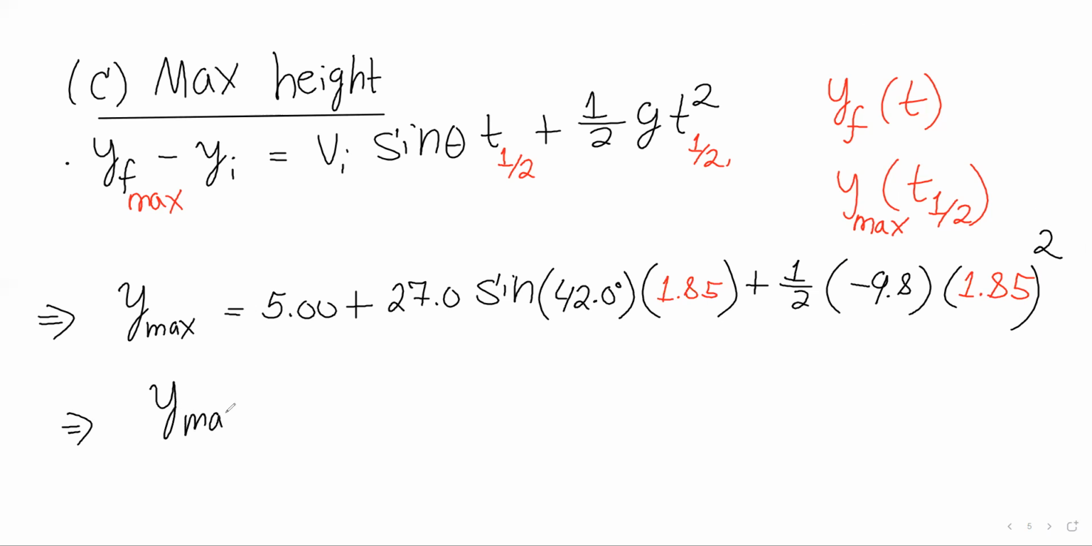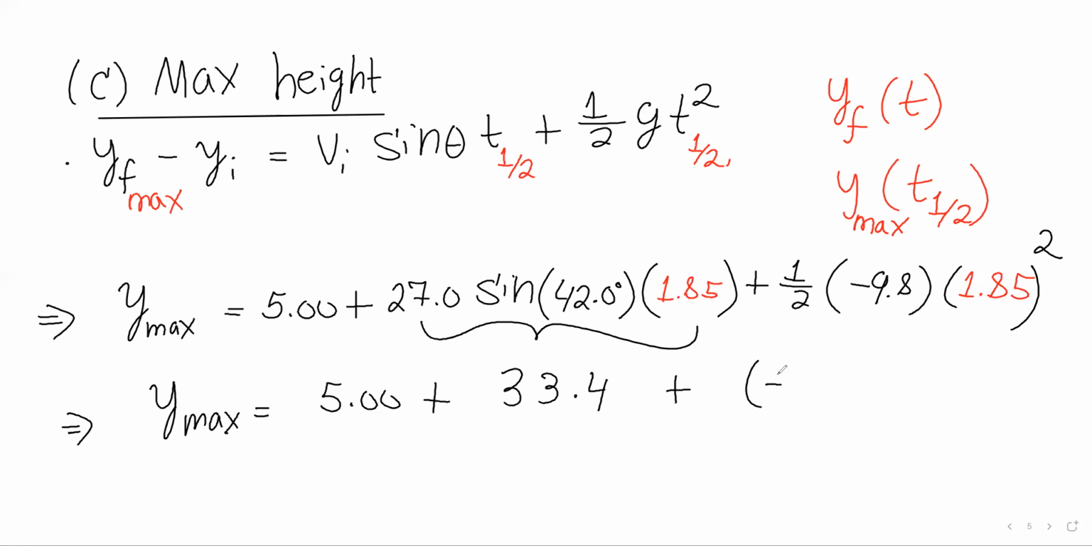So y max should be my first term plus my second term. When you type this into the calculator, the second term should be 33.4 plus my third term, which is going to be negative 16.8. So your y max should be 21.6 meters.